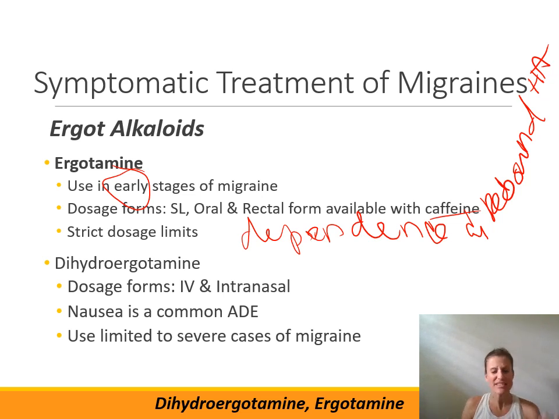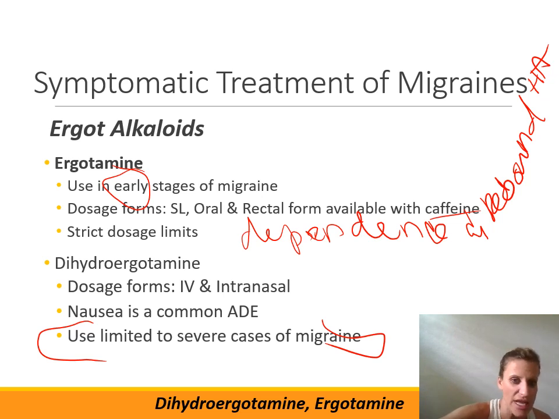Dihydroergotamine has an efficacy that's similar to sumatriptan, but because of adverse drug effects with it, we don't use it as frequently. Its use is limited to very severe cases of migraine that typically don't respond to other agents. It is associated with nausea as a common adverse drug effect, which is problematic because nausea and vomiting very frequently come along with migraines anyways. But dihydroergotamine comes in both IV and intranasal formulations.